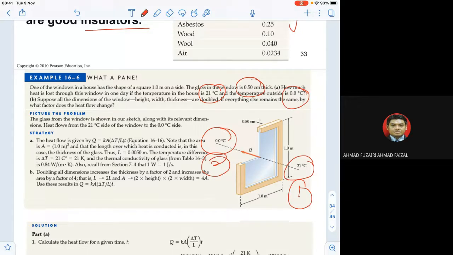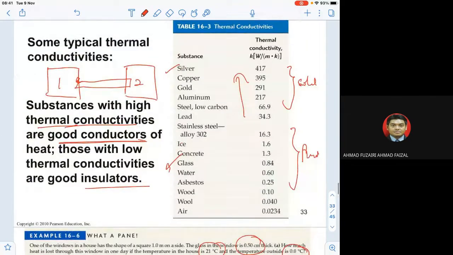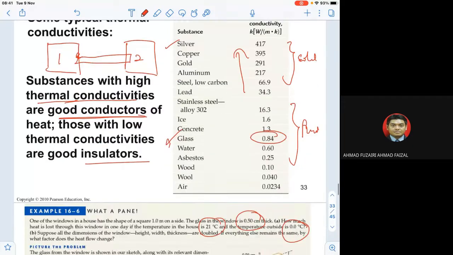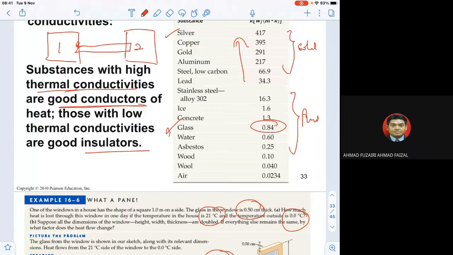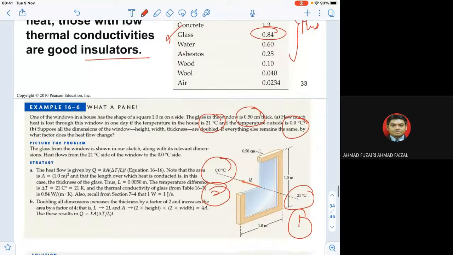So with the glass as a separator, the glass will become a thermal conductor of the heat. The glass will be transferring some heat, and how it transfers is based on the thermal conductivity value. If you refer to glass, the thermal conductivity is 0.84. It's not a good conductor, but it's a good insulator. That's why we put glass in between. On the outside the temperature is 0, and inside the temperature is 21 degrees Celsius.